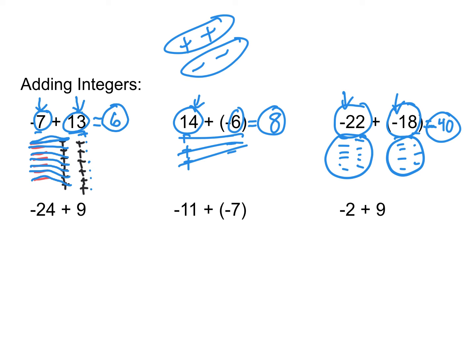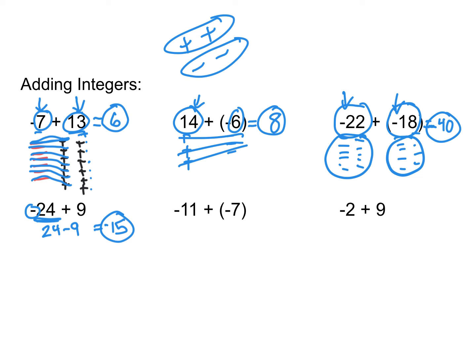Okay, I have another one down here. Negative 24 plus 9. They're different signs. Different signs subtract. So I'm taking 24, subtracting 9. I get 15. Should it be positive or negative? That's right, it should be negative. Keep the sign of the higher number. This is the higher number, and it's negative. So I'm keeping it negative.